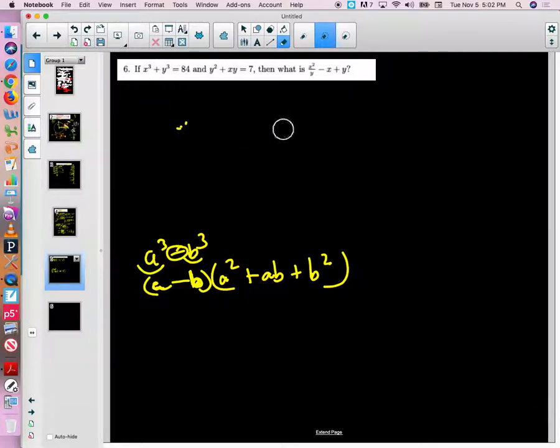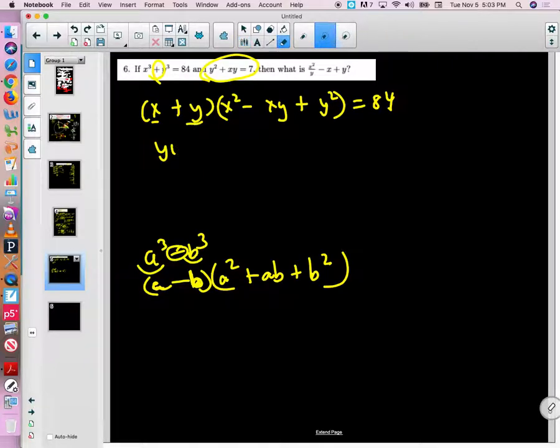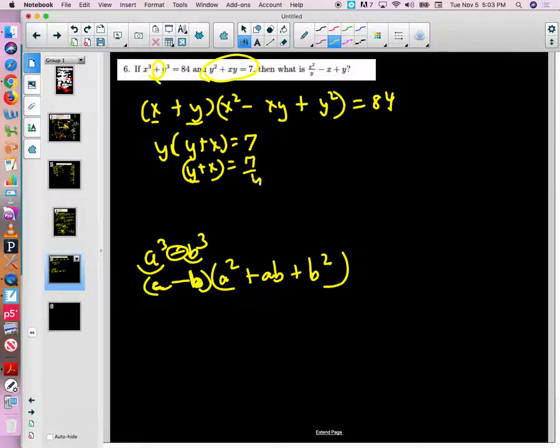And by the way, I would factor this by habit, or by doing contest math. This would be an x and a y. So square the front, put it in the front, square the back, put it in the back, multiply the two together, put it in the middle. The last sign's always plus. And since that's a plus, it's going to be plus minus. That equals 84. Now this one I'm going to take and factor out a y, and that gives me xy times y plus x equals 7. So I know that y plus x, or x plus y, equals 7 over y.